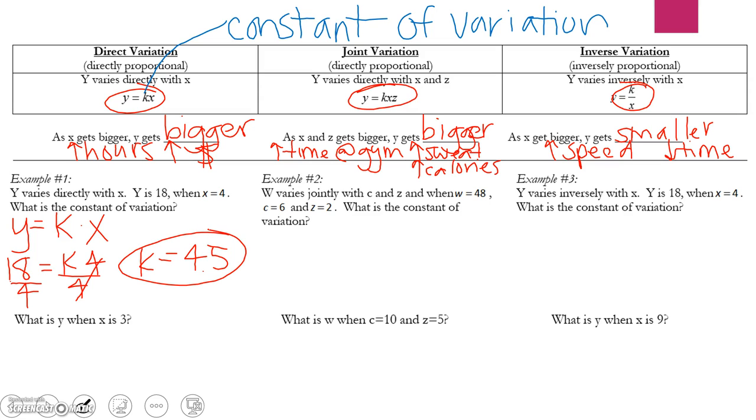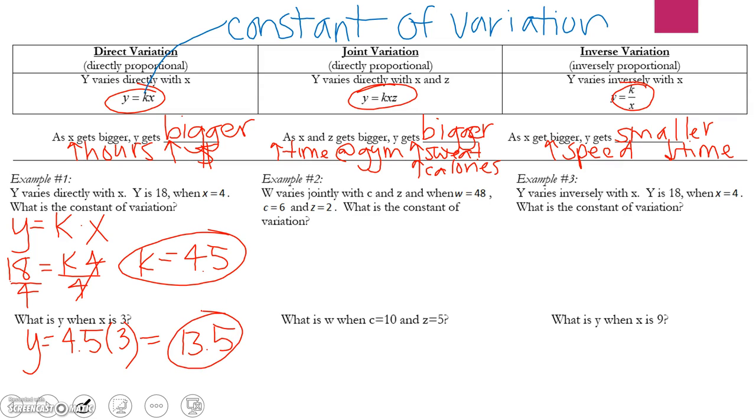Then it says, what is y when x is 3? Now that I know my constant, I can figure out what y is when x is 3. So I want to figure out what y is, and I know my k is 4.5, and they tell me that my x is 3. So I'm just doing 4.5 times 3, so my answer is 13.5.